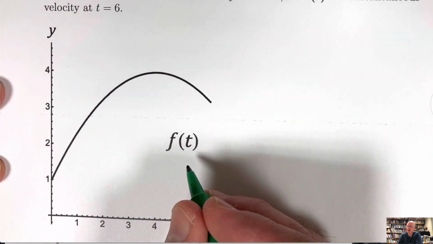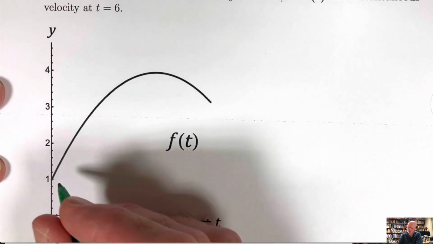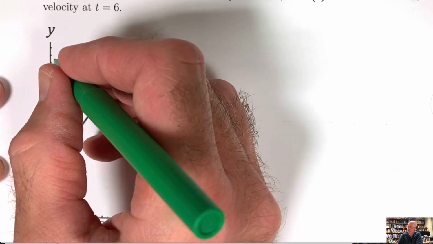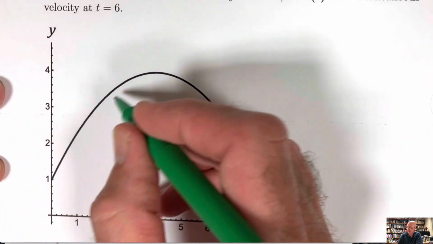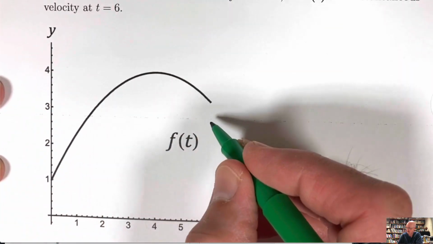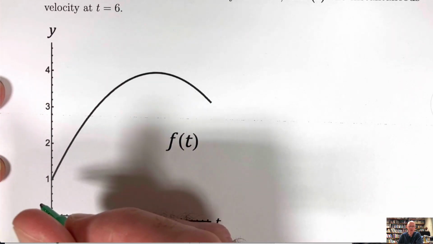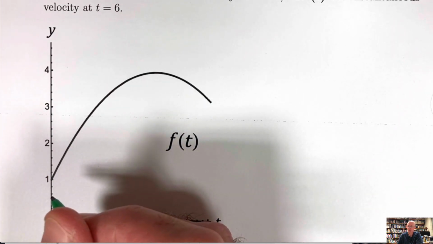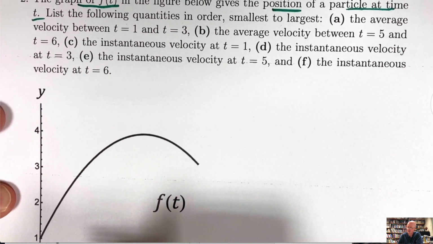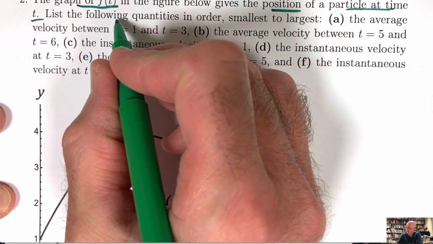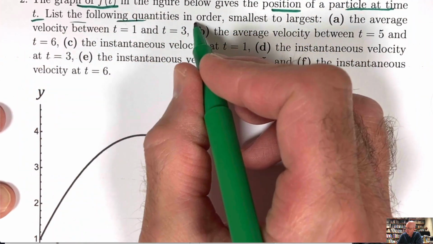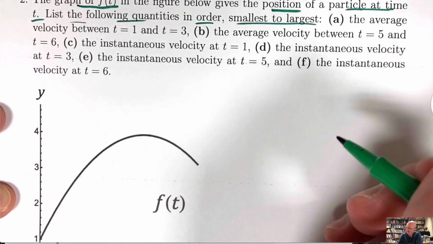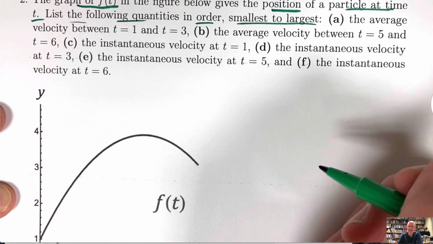This is the position. It's not the speed or velocity. And the position can increase or it can decrease, because this graph can be increasing right here or decreasing right here. It's probably helpful to imagine the motion before we try to answer these questions. In these questions, we're trying to list the following quantities in order, smallest to largest, various average and instantaneous velocities.